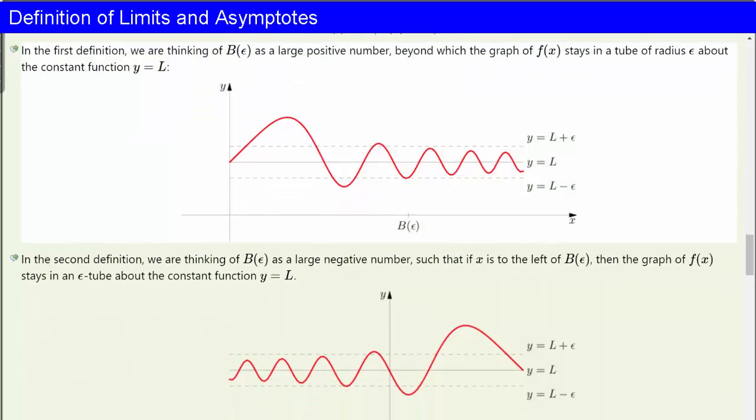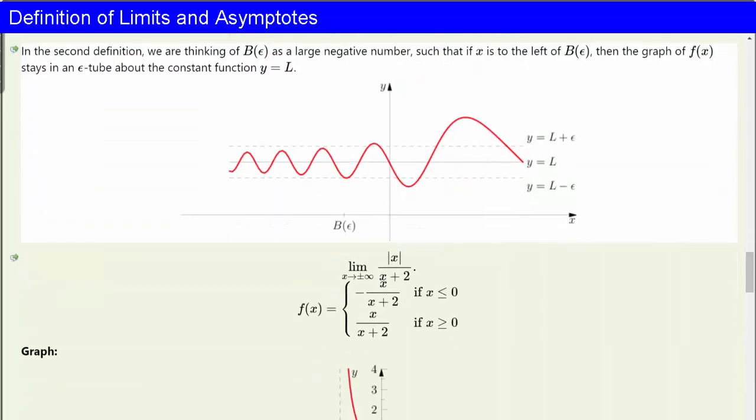In the first definition, with x tending to plus infinity, we're thinking of B(epsilon) as a large positive number beyond which the graph of f(x) stays in a tube of radius epsilon about the constant function y equals L. In the second definition, with x tending to minus infinity, we're thinking of B(epsilon) as a large negative number such that if x is to the left of B(epsilon), then the graph of f(x) stays in an epsilon tube about the constant function y equals L.